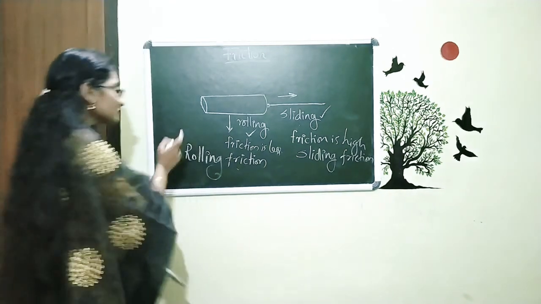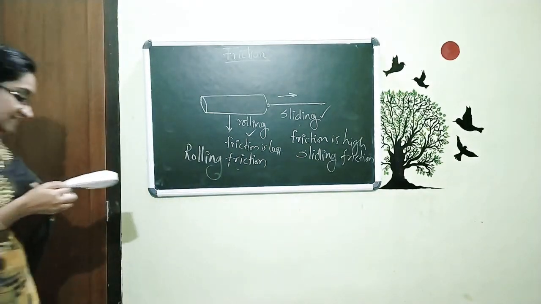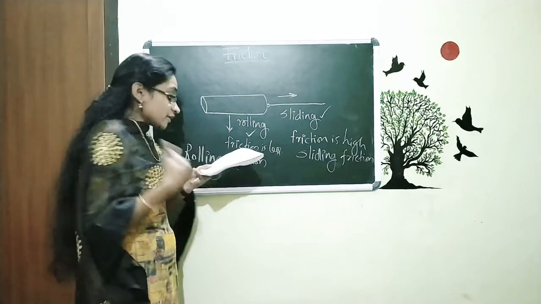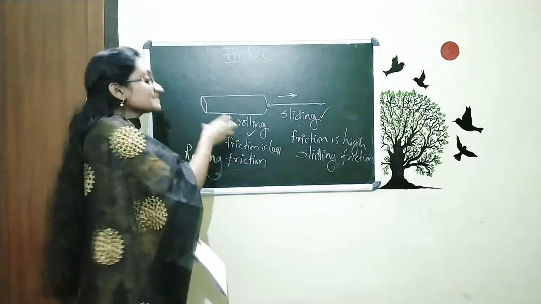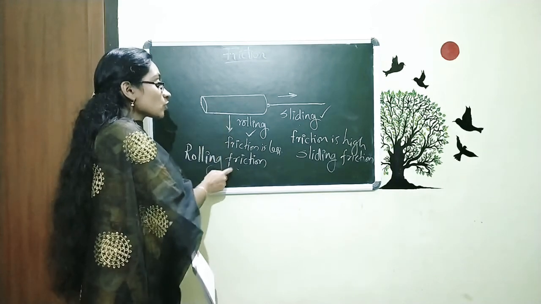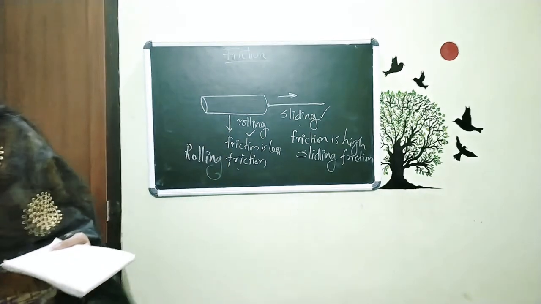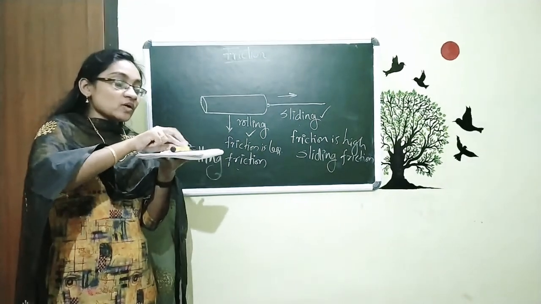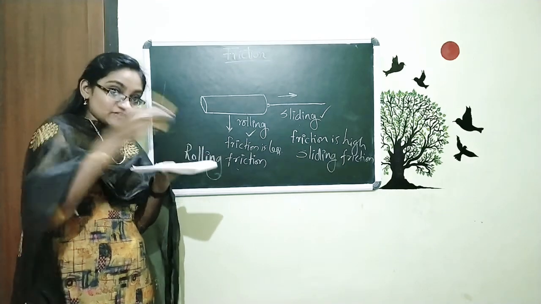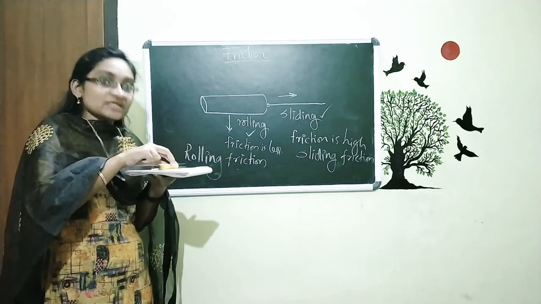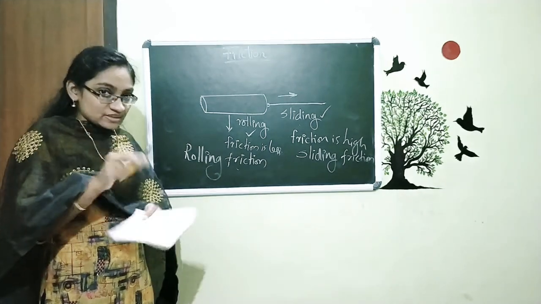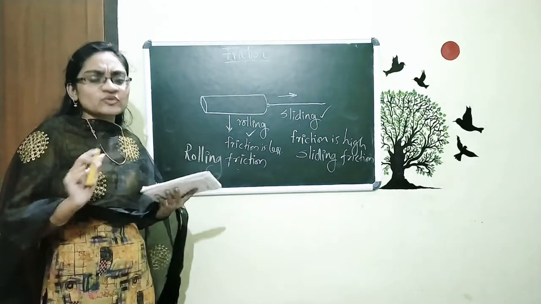So, we are going to define rolling friction as follows: when one body rolls over the surface of another body, the resistance to its motion is called rolling friction. That means when an object is rolling on the surface of another body, which means this body is rolling on the surface of this book, then what happens? There occurs a resistance. Whatever the motion is, there occurs a resistance.